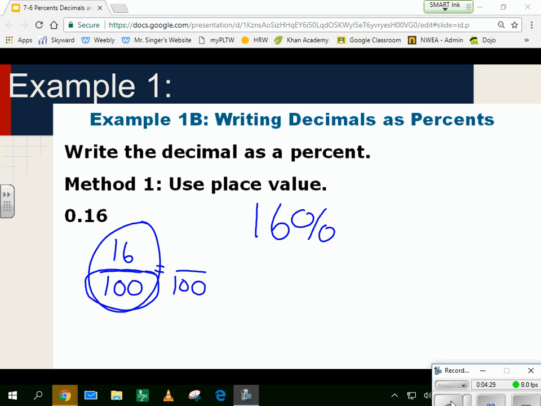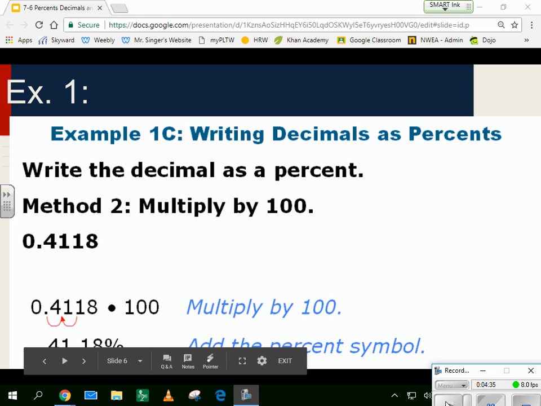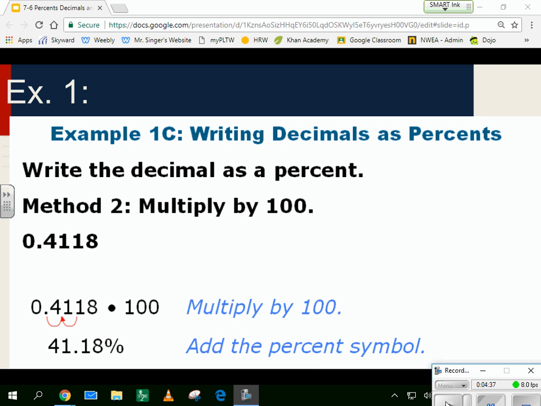If this method seems really good to you, great. Let me show you a second method that you can also use with this process. The second method deals with some multiplication and knowing your place values. It's called multiplying by 100. So here's how it works.